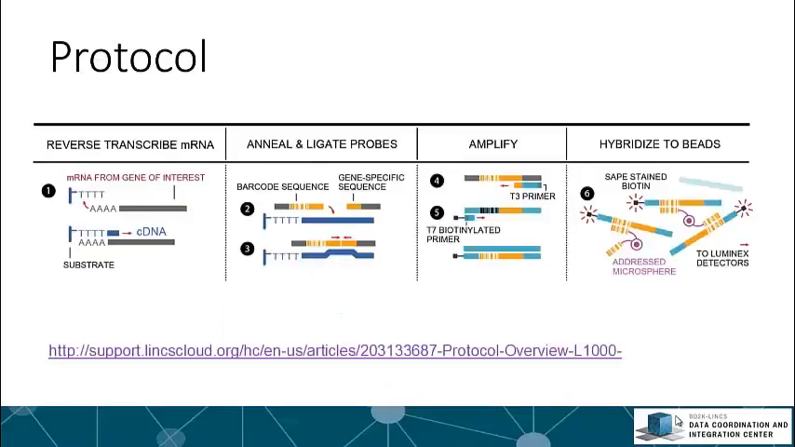This slide is an overview of the protocol of how the landmark genes are measured. First, mRNA is reverse transcribed into cDNA. Then, landmark gene-specific upstream and downstream probes are annealed to the cDNA and ligated. The upstream probe has a unique barcode sequence. In the next step, the probes are amplified using PCR and hybridized to the beads by their barcodes. Each bead recognizes two barcodes. The beads are then sent to Luminex detectors to measure how many probes are hybridized.